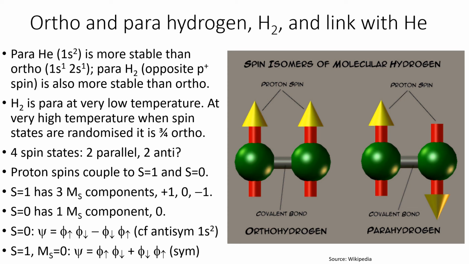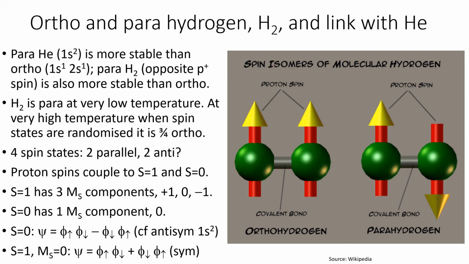the ortho hydrogen, because the wave function for the spins of the protons is actually symmetric with respect to exchange of the protons, then it requires that the rotational wave function that describes the rotation of the molecule has to be antisymmetric. So it puts a restriction on the possible rotational states of the molecule.